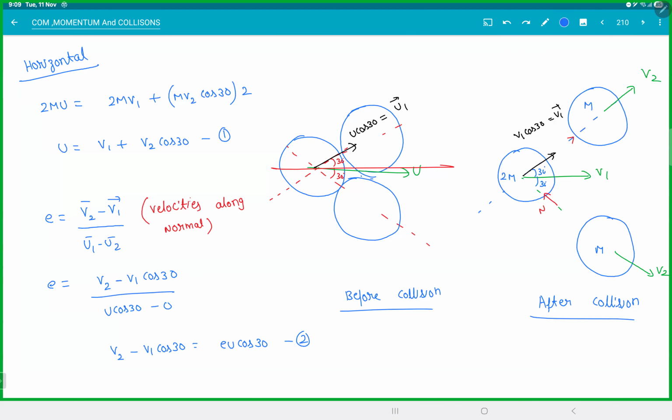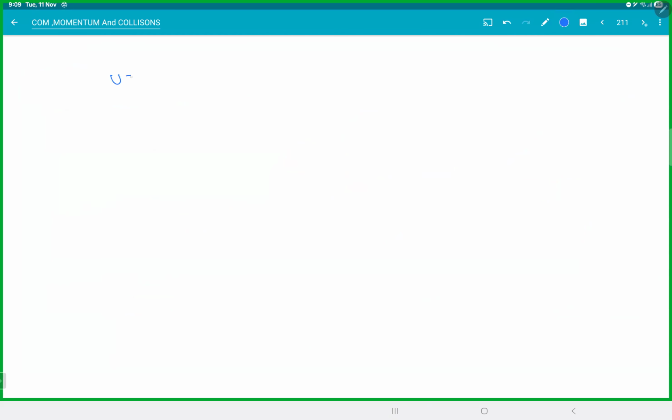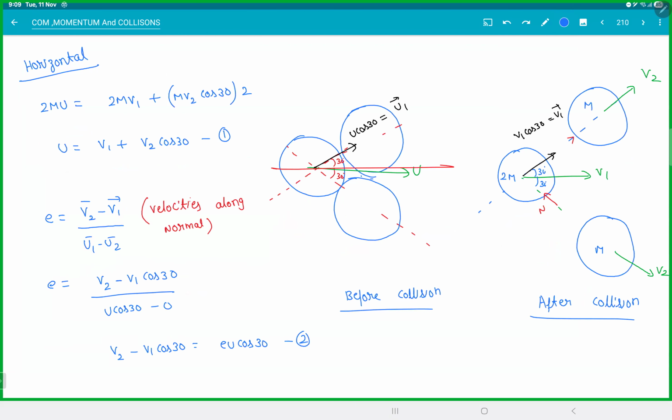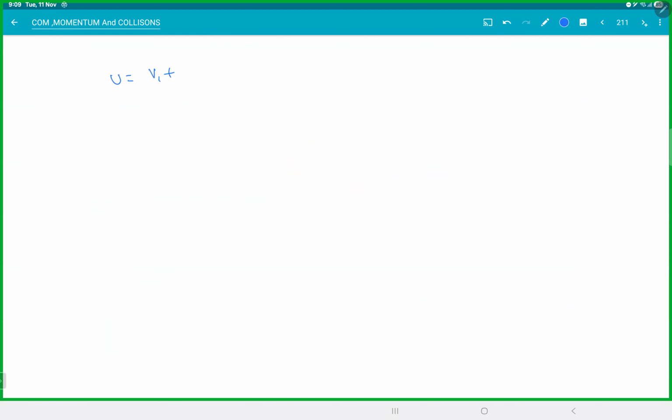You'll understand why I'm giving in terms of u. Because there'll be a question like this. Find the value of e if the striker goes back. Find the value of e if the striker always keeps moving forward. So they'll ask options like that.